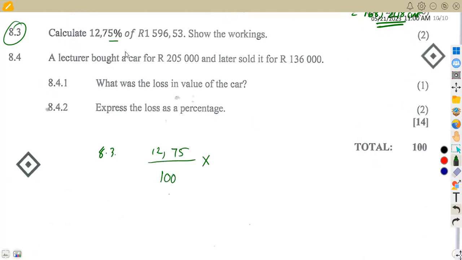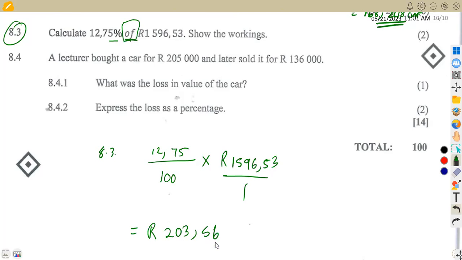Then we are told of, and of means to multiply. So that's times 1596.53. Okay, so this is the same as over 1. So you simply use your calculator to multiply. So this is going to give us a total of 203.567 and so on. So you can have this as 203.57 to 2 decimal places. If you are referring to money, you round off to 2 decimal places. Okay, so that was 12.75% of this.